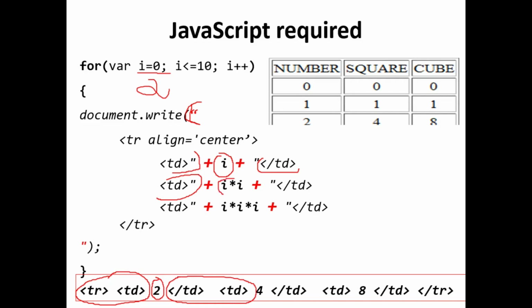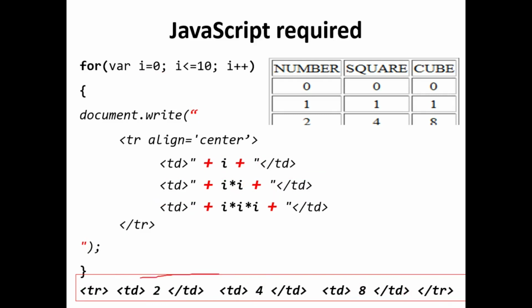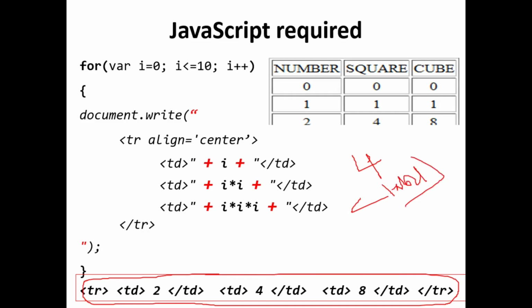Then JavaScript performs this multiplication, i into i, this is 2 into 2, 4, in string. Then within double quotes I have written again close td and open td. Then i cube, i into i into i, that is 2 into 2 into 2, 8. And finally I have again inserted within double quotes close td, close tr. So finally this entire line will get inserted inside HTML, particularly inside the table tag, when i is equal to 2.